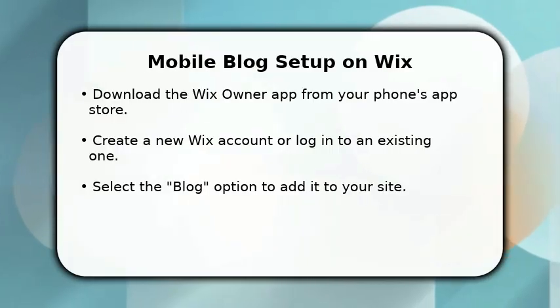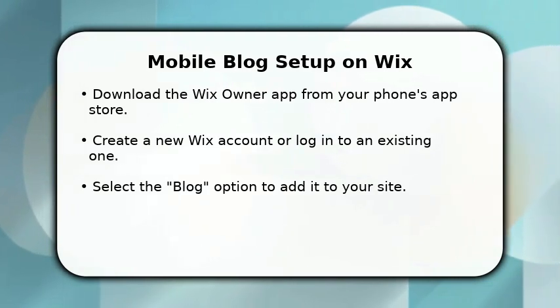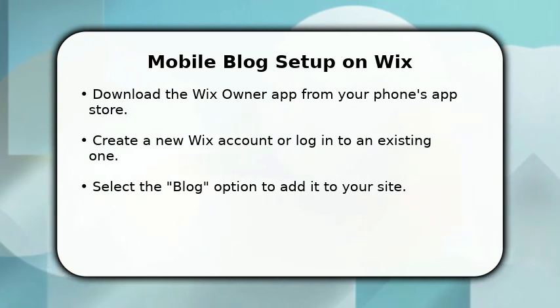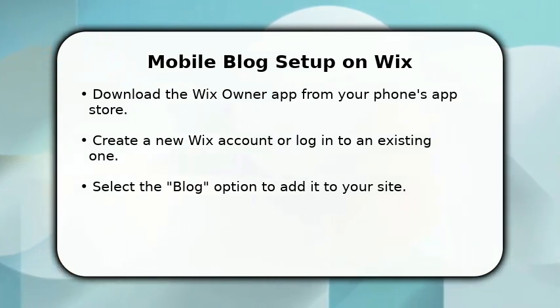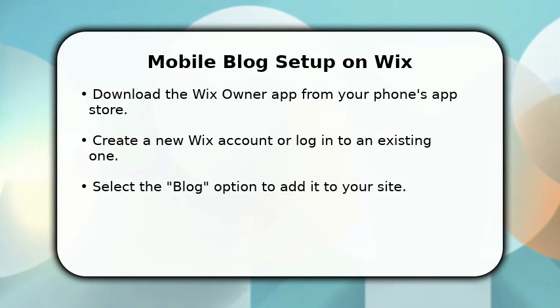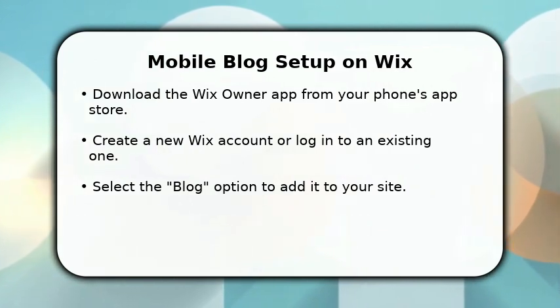In this video, I will explain how to make a blog in Wix using your phone. First, download the Wix Owner app, available on both iOS and Android devices. Once installed, either log in to your existing Wix account or easily create a new one. Next, navigate to your site dashboard and add the blog feature.